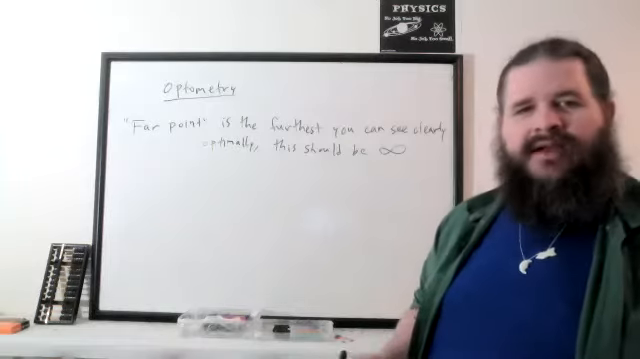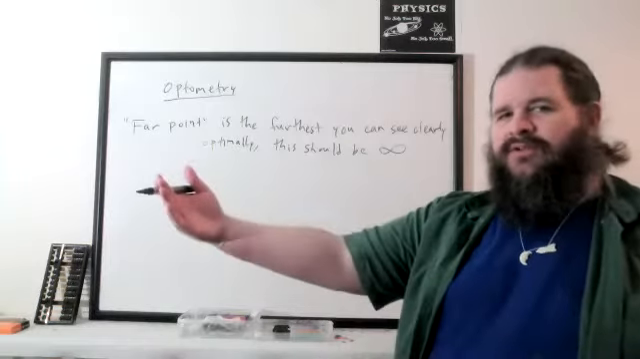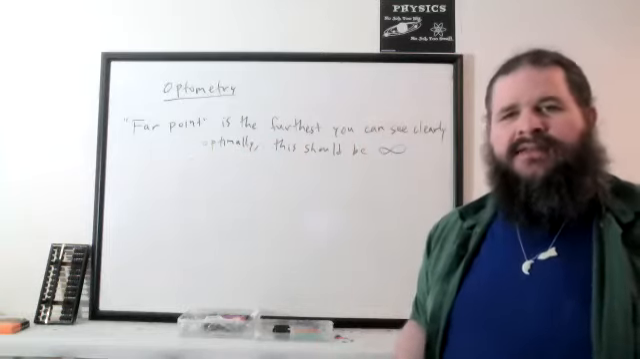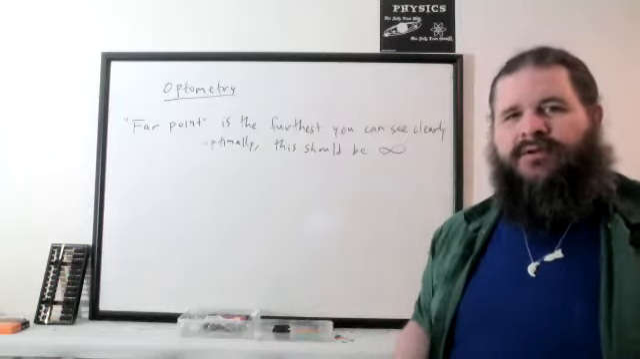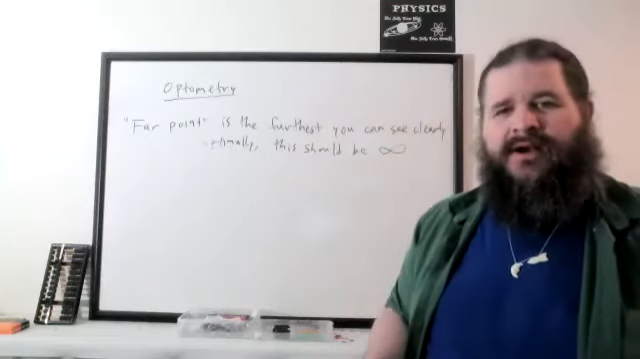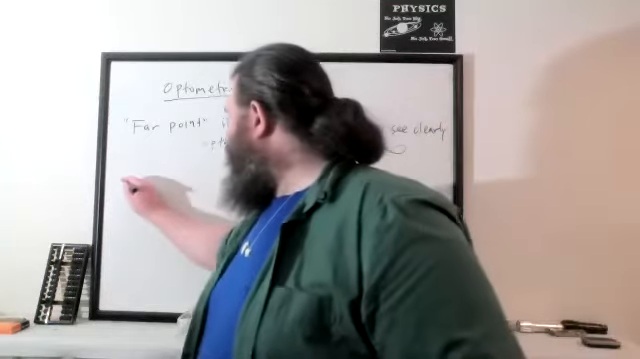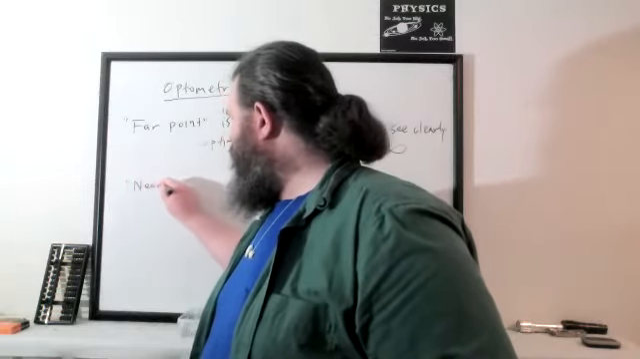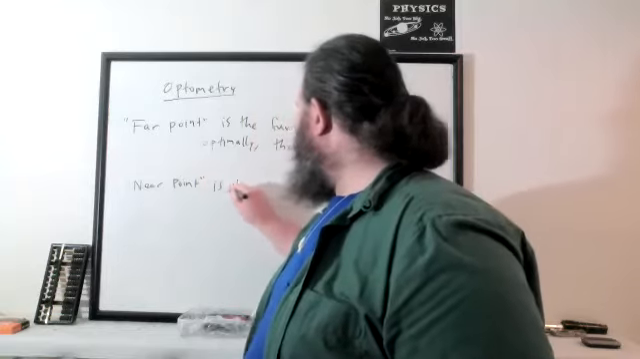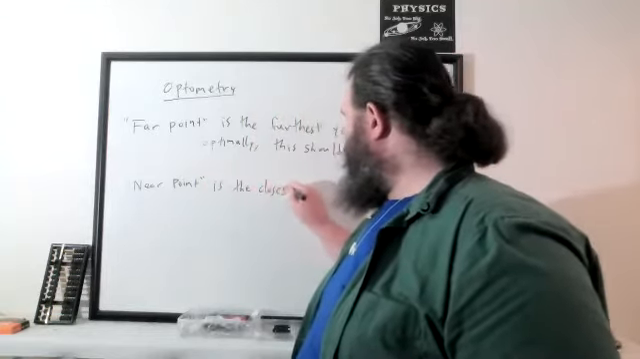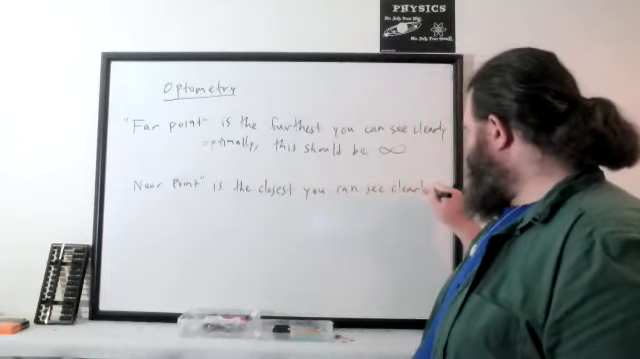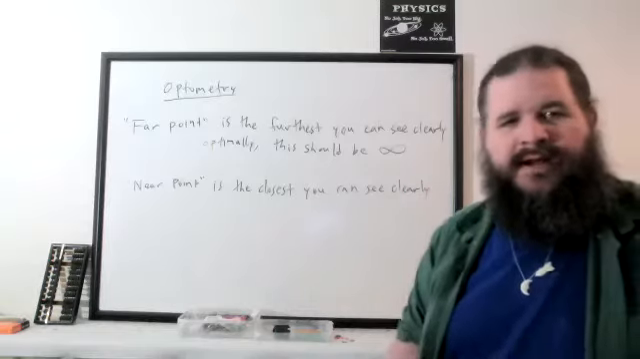The other extreme is the idea of the near point. If you hold an object closer and closer to you, at some point it's going to start to look blurry. And the thing is, this is true even if you've got perfect vision. If you've got perfect vision, once you get really close to the eye, it's still going to look blurry, no matter how good your vision is. So everybody has a near point. The near point is the closest you can see clearly, so anything closer than that is going to look blurry.